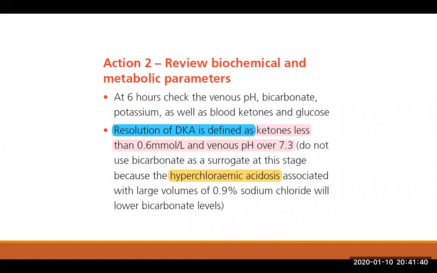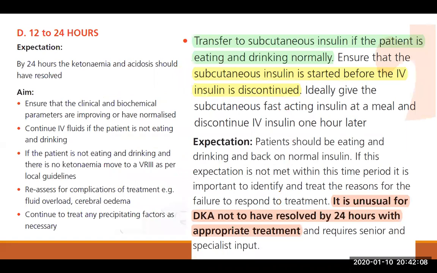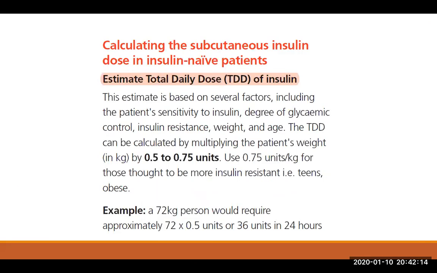So for resolution of DKA, we must depend mainly upon the pH and the serum ketone, not urinary ketone or bicarbonate. In most cases of DKA, after 1 day, DKA must be resolved. If the patient is still acidotic, you must suspect it may be hyperchloremic acidosis. And this is a repeated term in the exam. Of course, it is unusual for DKA not to have resolved by 24 hours with appropriate treatment. And of course, after resolution of DKA, we must start subcutaneous insulin.